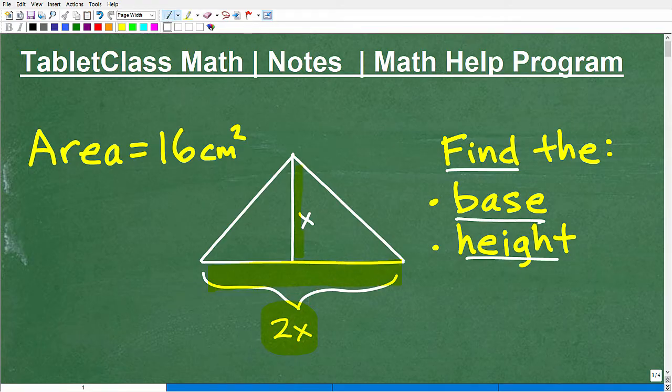But we will need some additional piece of information here, and we actually have it, and that is the area of this triangle is 16 centimeters squared. So with all this information, we can definitely determine what the actual base and height are.